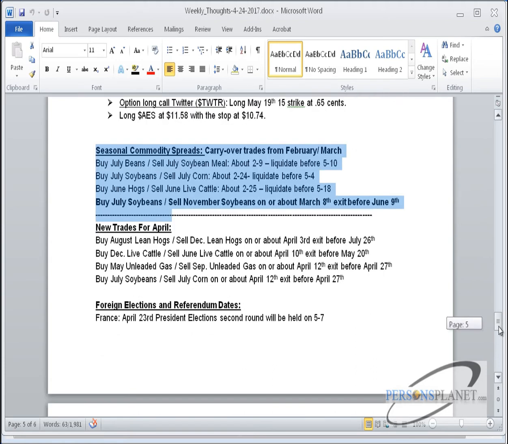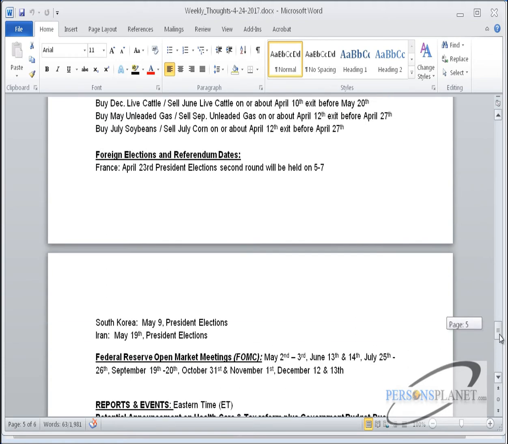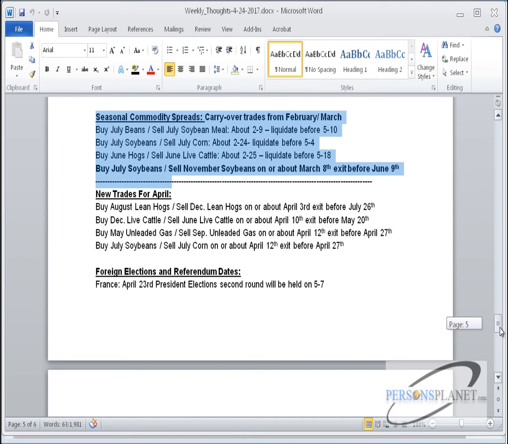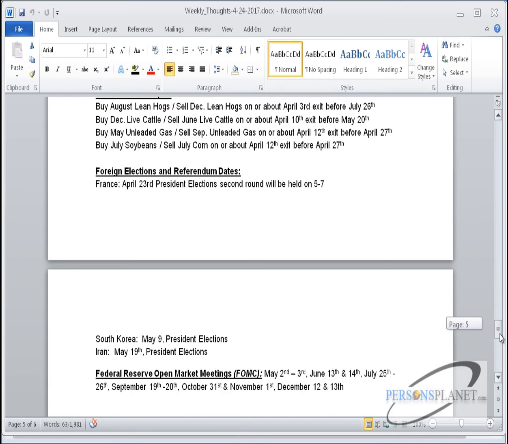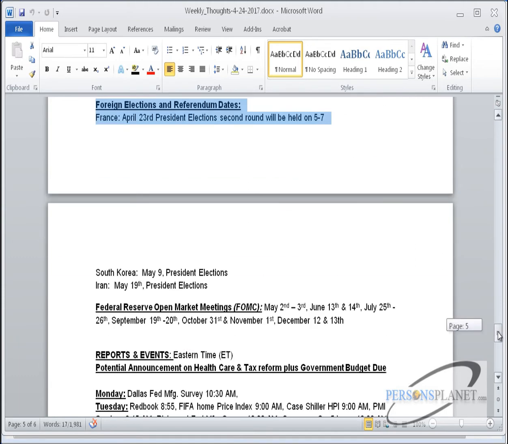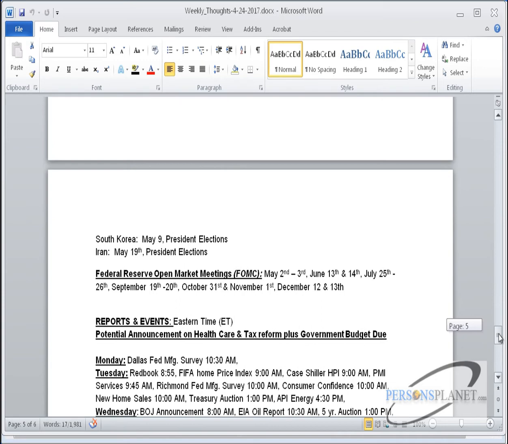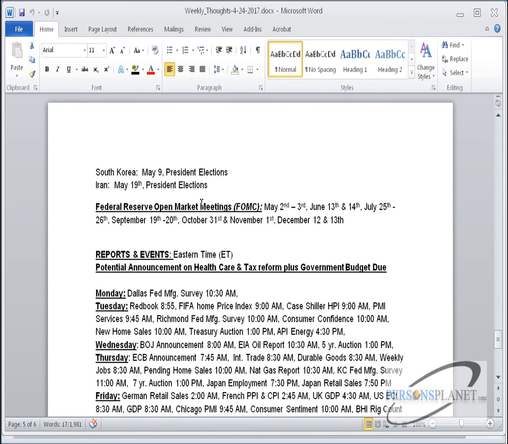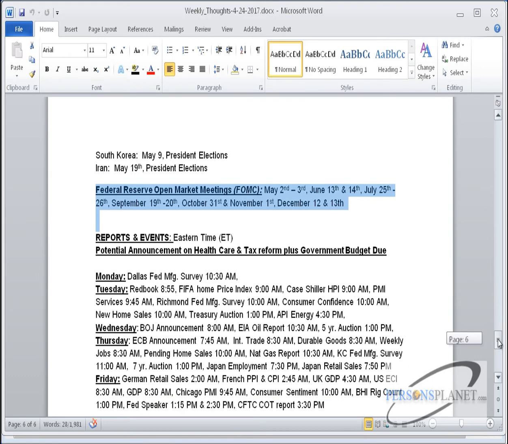So this is something besides looking at commodities, stocks, options. We also take a look at what is coming up as far as either the French elections, South Korean presidential elections, Iran elections, FOMC meetings, so that you are well prepared ahead of what's coming out.